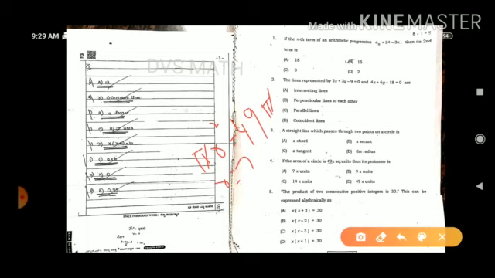So what is the perimeter? Perimeter is nothing but the circumference of a circle. So what is the circumference of a circle? 2 pi r. Already 2 pi is there. R is 7. 7 twos are 14 pi, which is answer option C.